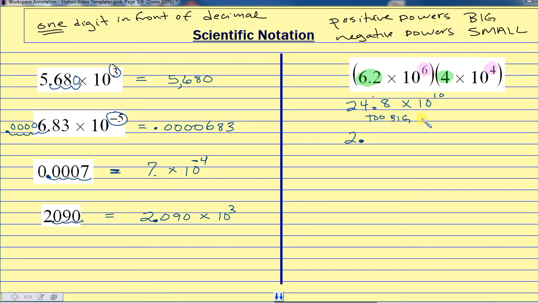So we have to add power. If it was too small, we'd have to subtract power, but we have to add power because this number was too big. It needs to go there. So 2.48 is acceptable. Times 10 to the, well, when we add power, we have to think about how many we had to move it. Just one. So we're going to add 1 to that. So it'll be 10 to the 11th power for our final answer.